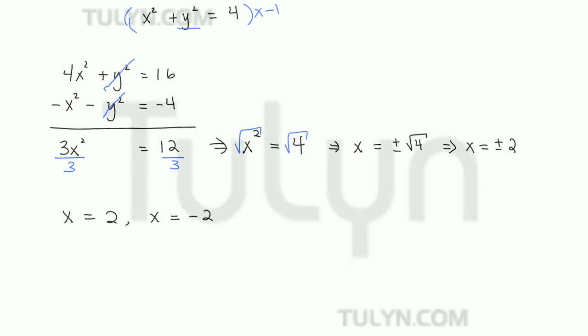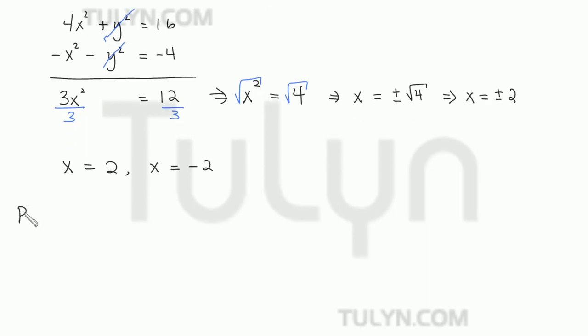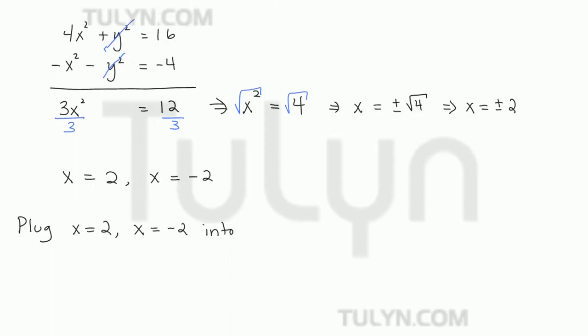But the system of equations is in two variables, right? X and y. So what we need to do is to solve for y for each of these x's. So what I want to do is plug x is equal to 2 and x is equal to -2 into one of the original two equations. So either 4x squared plus y squared is equal to 16, or x squared plus y squared is equal to 4. Now, x squared plus y squared is equal to 4 looks like the better equation, right? It's less cumbersome to deal with. So let's plug it into that one.